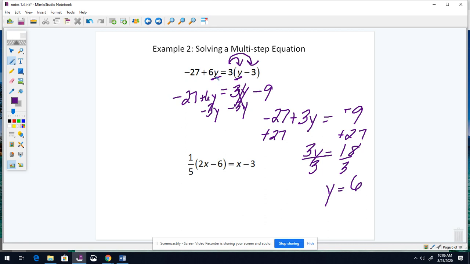So if I put 6 into the left and see what I get on the left side, and then I put 6 on the right for y and see what I get, both sides should be equal.